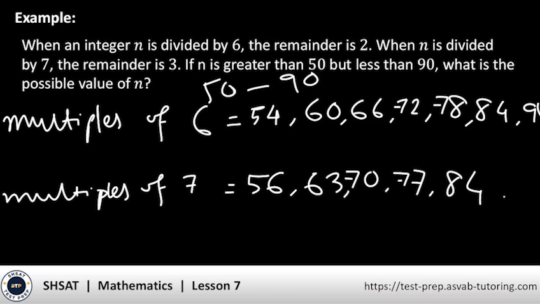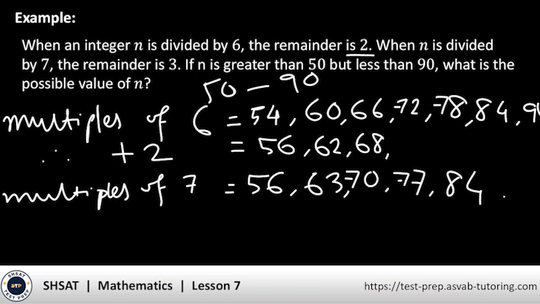Okay. Now, because when you divide it with 6, the remainder is 2. So do you remember what we do? We do plus 2. So we do plus 2 with these numbers. So that gives me what? That gives me 56, 62, 68, 74, 80, 86, and 90 is now 92, but we're not going to write it because that is more than 90.